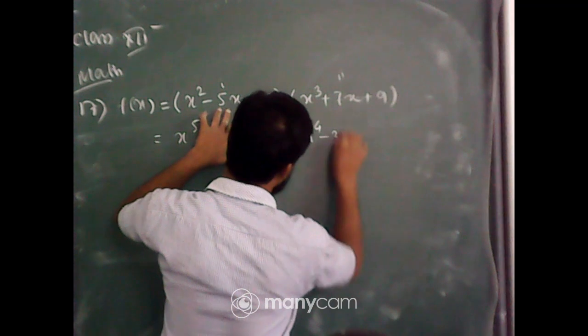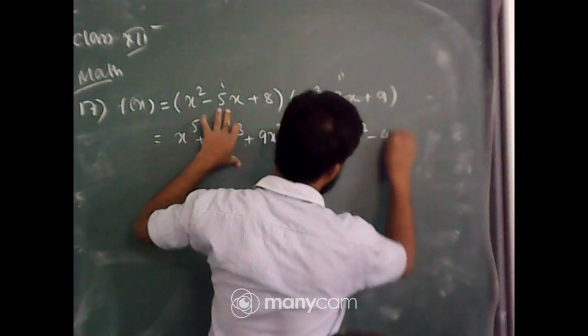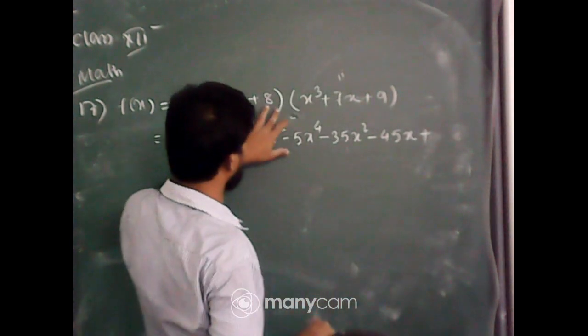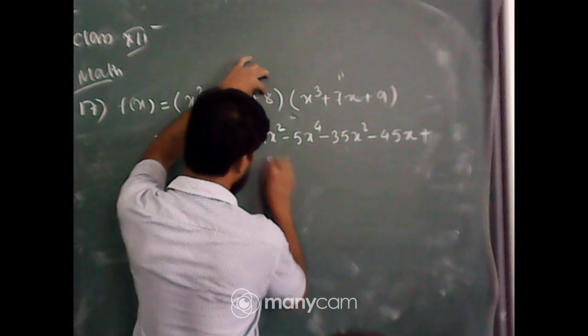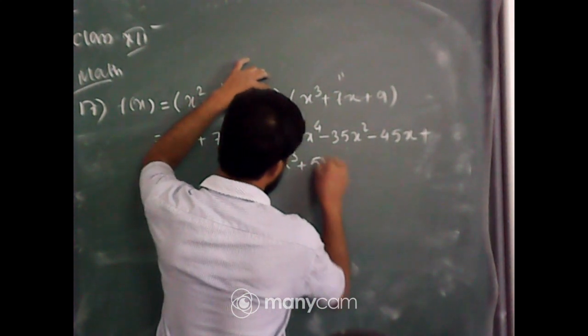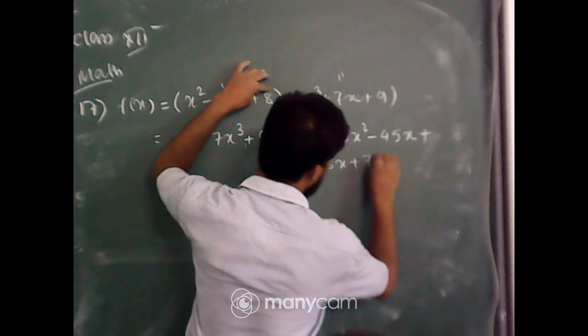minus 35x square minus 45x, plus now multiply by 8. So this is 8x cube plus 56x plus 72.